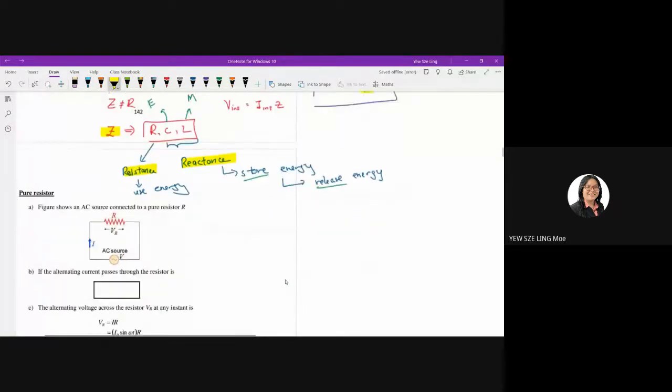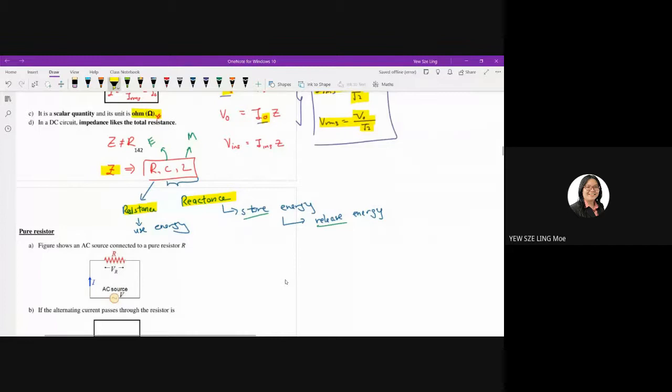Okay, so I hope you don't get confused, yeah? Because in this chapter, you are going to have a lot of terms. The first term is the resistance, which is R. And then you have two different reactances. The first one is capacitive reactance, which is your XC. And then you have inductive reactance, which is XL.